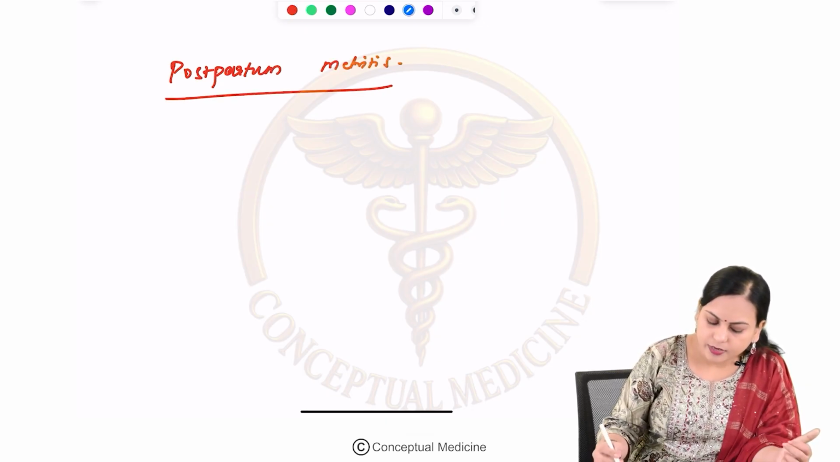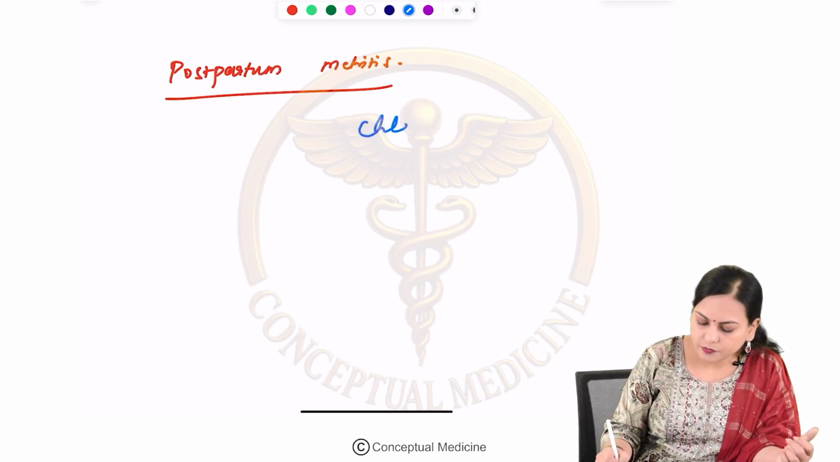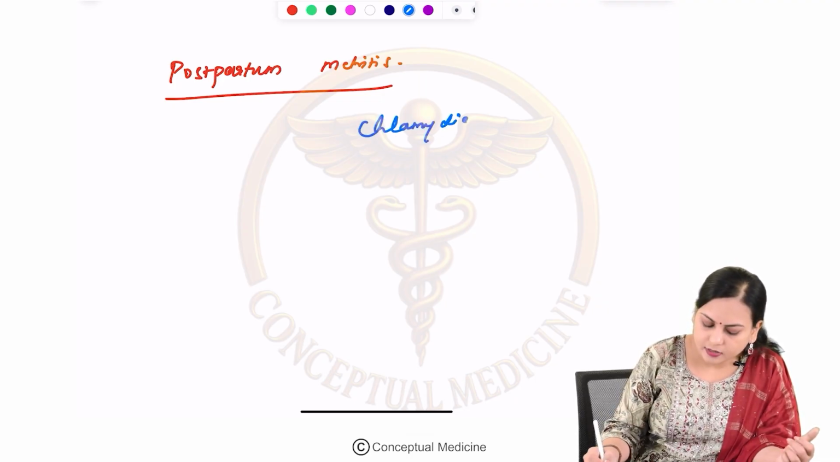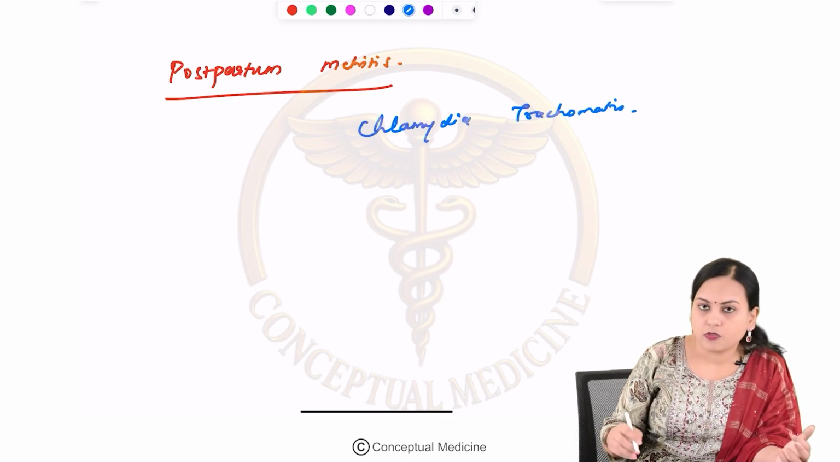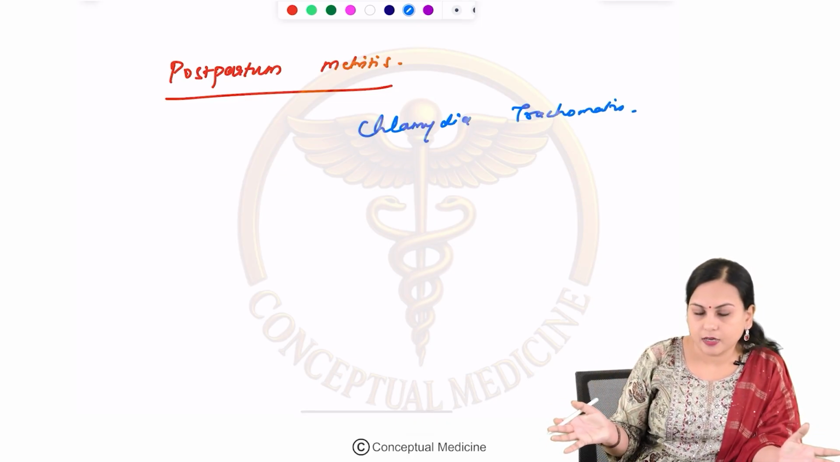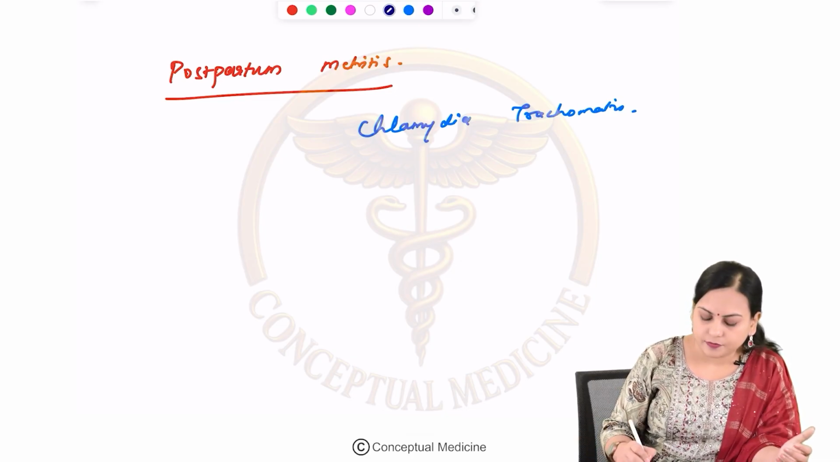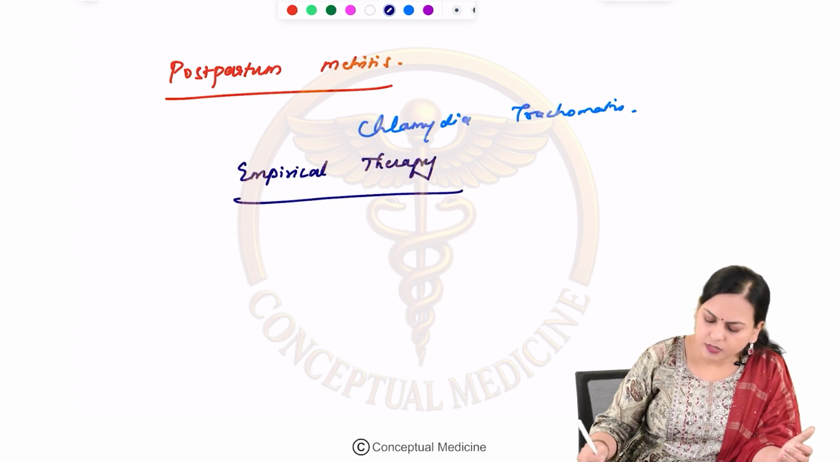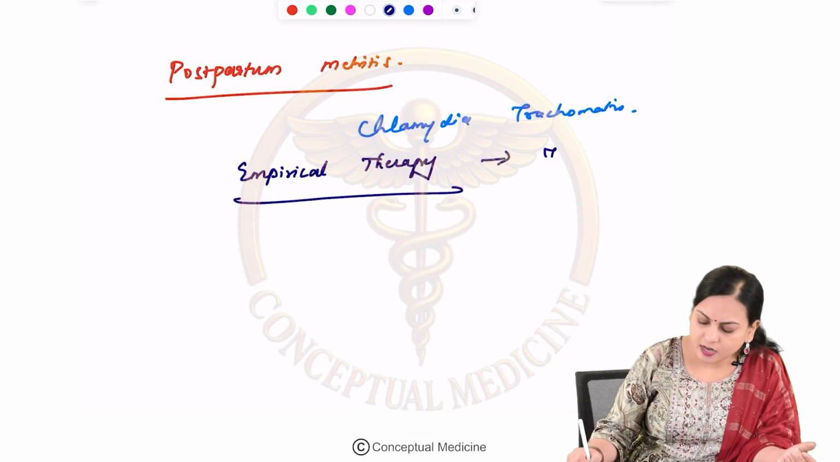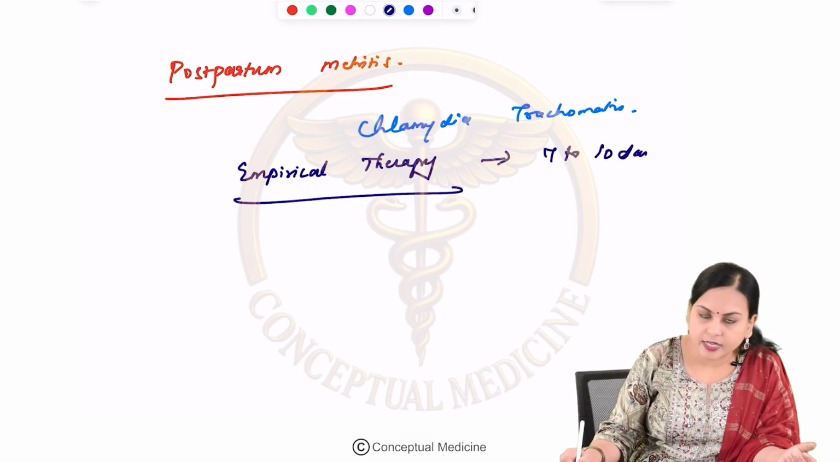Now we'll go to the next complication, that is postpartum metritis. Postpartum metritis can be mostly due to Chlamydia trachomatis. So you have to give empirical therapy whatever be the organism, and this will be needed for at least around 7 to 10 days.